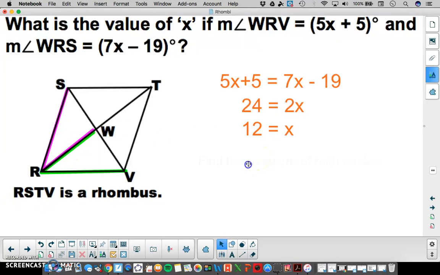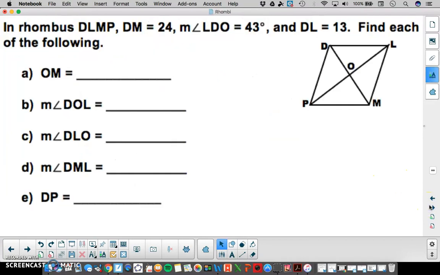What I want you to do is then find the measure of both angles. This is a problem I want you guys to do. Each one of these will be independent of each other in this rhombus.